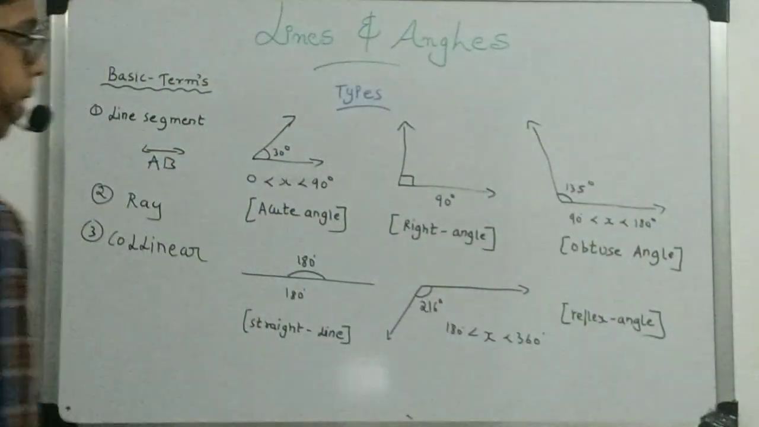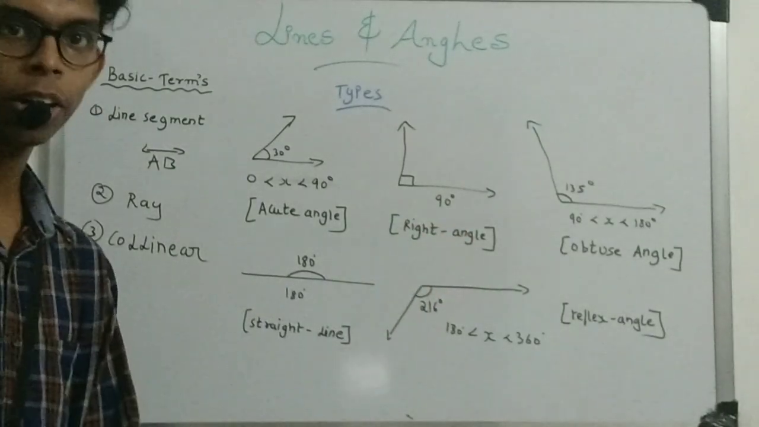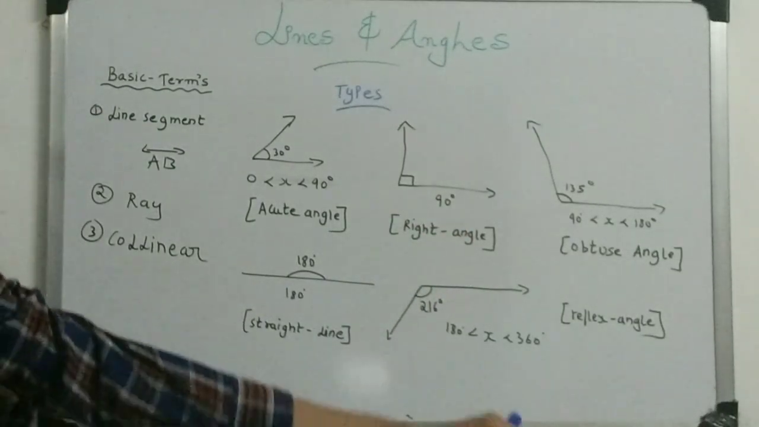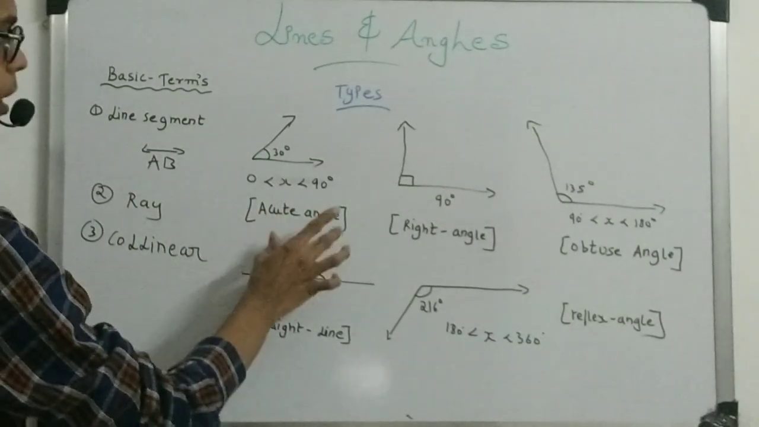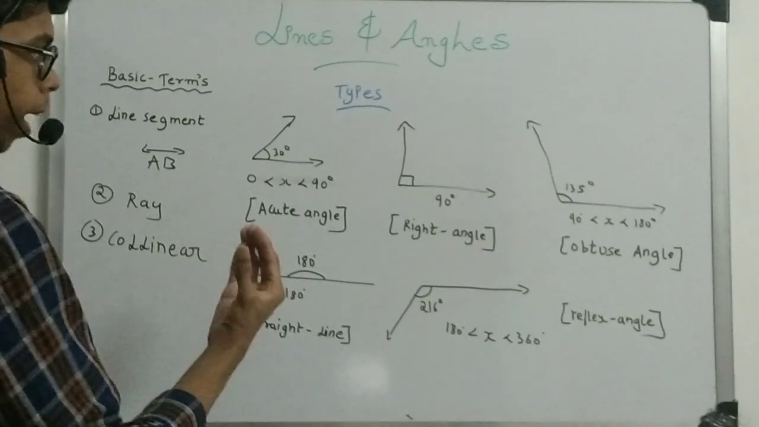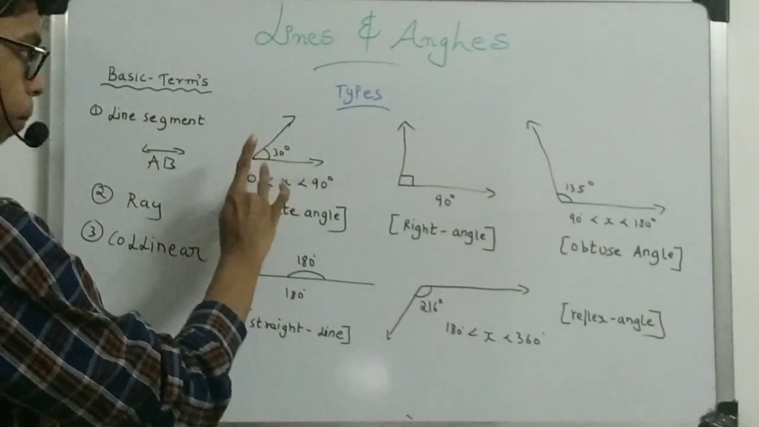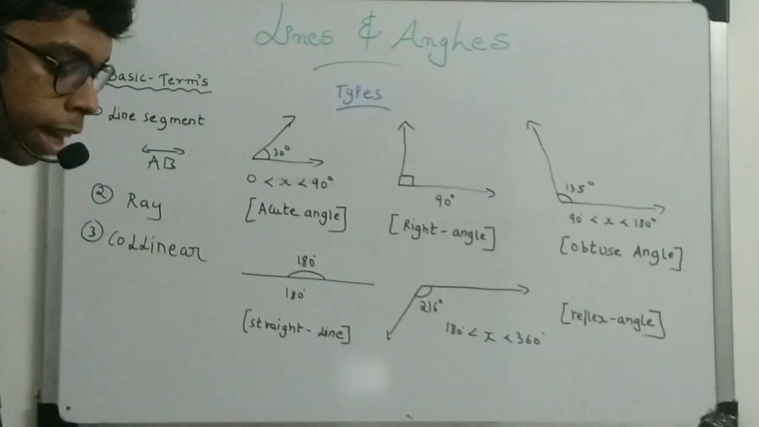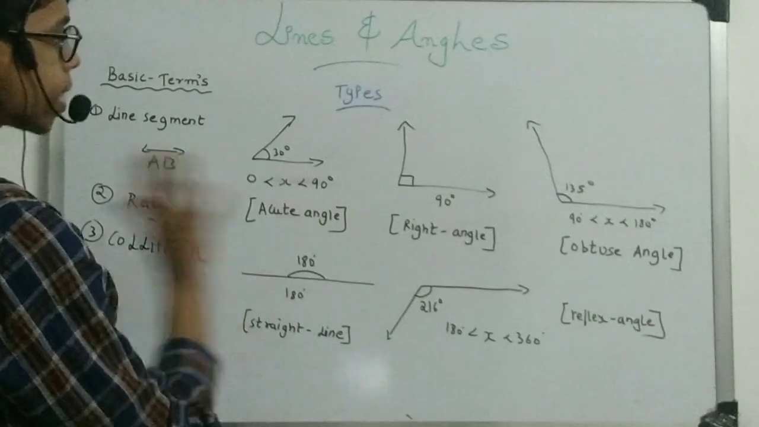Okay, so now let's learn about a few types of angles. These are something which you have learned in your lower classes itself, but let's see. There are different types of angles. For example, the first one is acute angle. We know what we mean by acute angle. Acute angle means it is the angle whose measure is in between 0 and 90 degree. So all the angles between this range, we call it as acute angle.